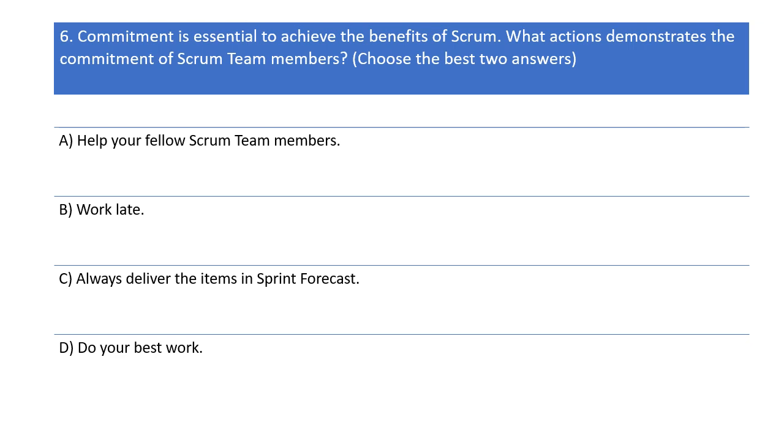Option C. Always deliver the items in the sprint forecast. Option D. Do your best work. Let me know what options you have chosen. You can see the right answers on the screen. It is option A and option D. Let us see why the answers are option A and option D.